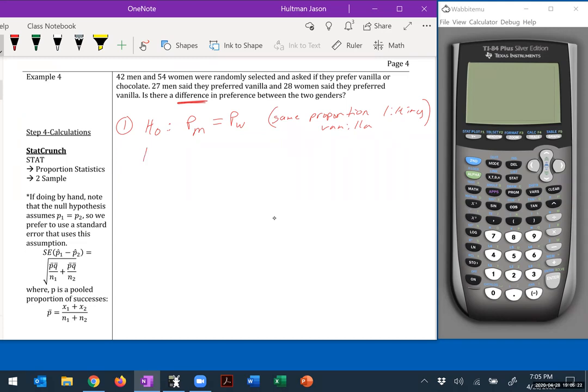Okay, so what about the alternative? The alternative here is that the probability of men is not equal to the probability of women, that they're different. That there's some sort of difference.